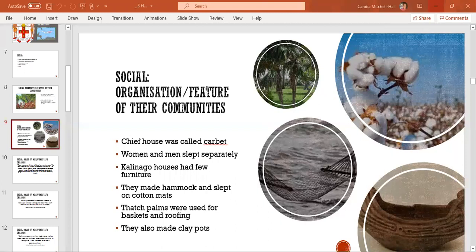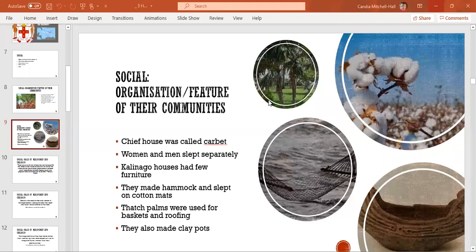The cacique in the Taino village, both the male and the female would have lived together, but in the Kalinagos' setting, they did not live together. In fact, one history book noted that the Obutu house, which was the carbet, that was the name of the house, females were not allowed in that house. So there was separation in terms of how the males and the females lived.